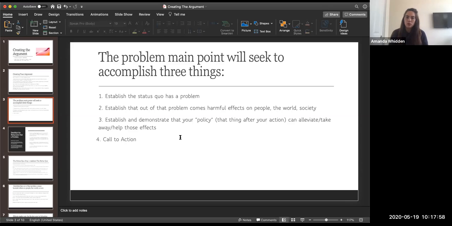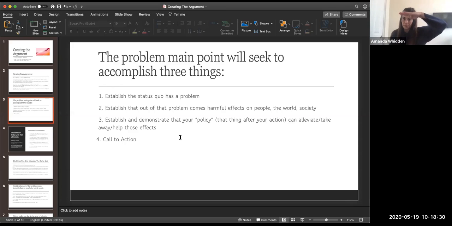The other thing we want to establish, number 2, is that out of that problem is going to come harmful effects on the individual, or if you're talking about like reducing pollution, harmful effects on the environment, harmful effects on society, on particular populations. That step is going to, of course, have a couple different ideas to it, but we'll go over those in a second.